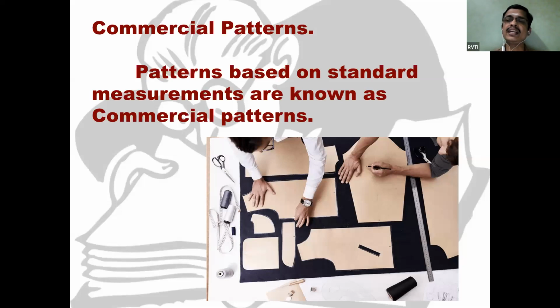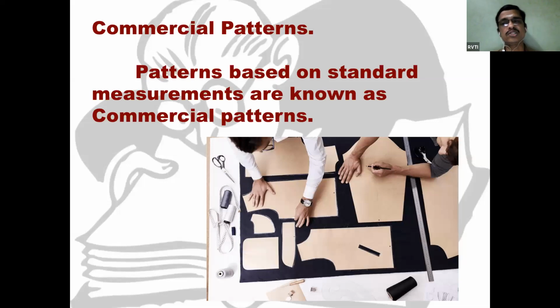So commercial patterns have three parts. One is the envelope, another one is the pattern tissue, and the third one is the instruction sheet. In the envelope, the name of the garment, the size of the garment, the design, everything will be there, and the price will be there. After opening the envelope, two portions will be there. One is the pattern tissue. Pattern tissue means the real pattern will be in that tissue paper, and I have to duplicate it onto my another thick paper.